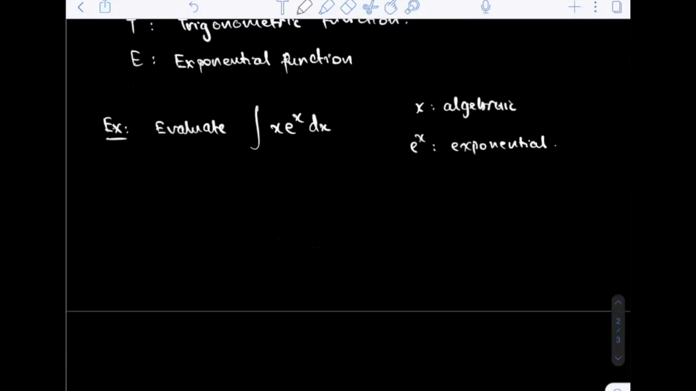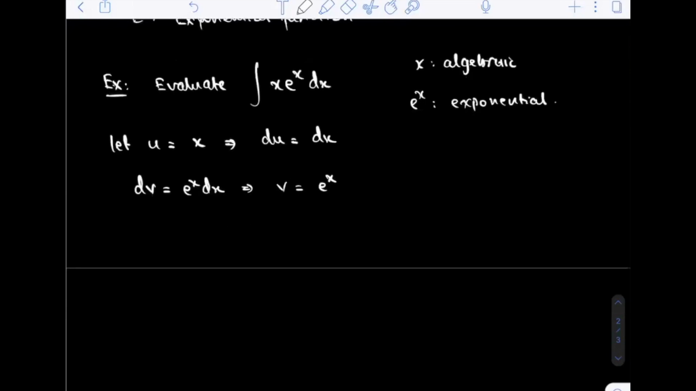So you let u equal to x. And from here, you have du equal to dx. You let u equal to x, you differentiate that, you have du equal to dx. And I'm going to let dv equal to the remaining terms inside the integral, which is e to the x dx. You find the antiderivative. So the antiderivative of e to the x is e to the x.